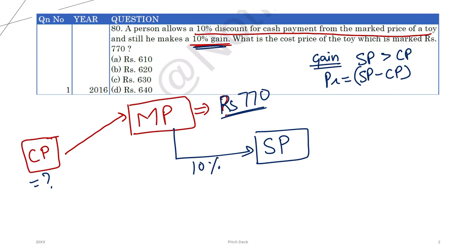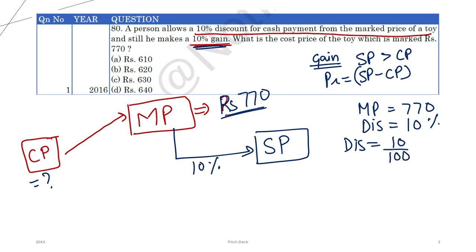Now, if 770 is the marked price, the discount is how much? 10%. So he is giving a 10% discount. So what is the discount? 10% of 770, the marked price. So that is 77 rupees. I hope this is clear.